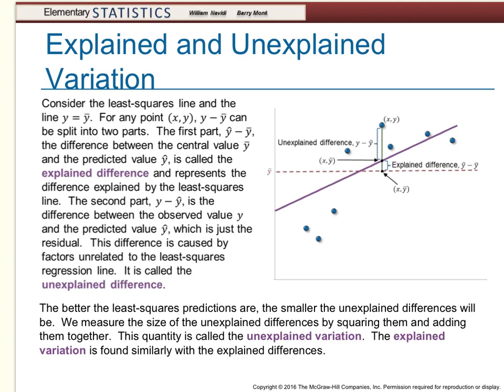So now we want to talk about explained and unexplained variation in our data set. So consider the least square line and the line y equals y bar. So here's our line y bar. For any point (x, y), y minus y bar can be split into two parts. The first part is our predicted value, y hat minus y bar.